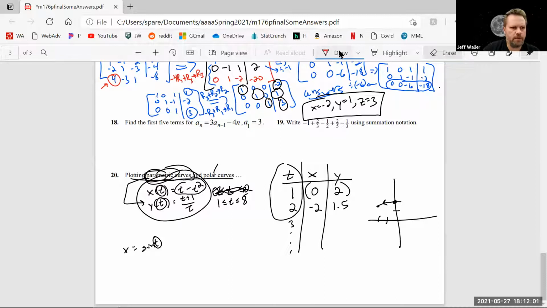Do you guys agree with me that 18 is relatively easy? Don't you like how I'm careful? I say relatively easy. So I know that A1 is 3. How would you figure out A2? What's the value of n the minute I write down A sub 2?